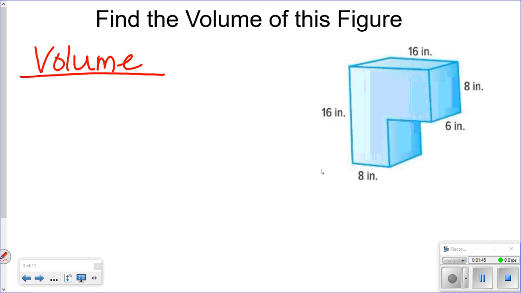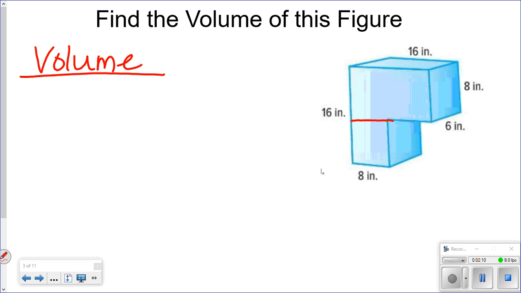Now, if you remember correctly, when we talked about area of composite figures, we split it into something we knew, right? So I'm going to split this into something we know. I think most of us would probably see it like this, a big one on top and a small one on bottom. Would anybody see it the other way, like a long one on top and one on the side? Either way, it doesn't matter what you split it into. You're going to get the same volume.